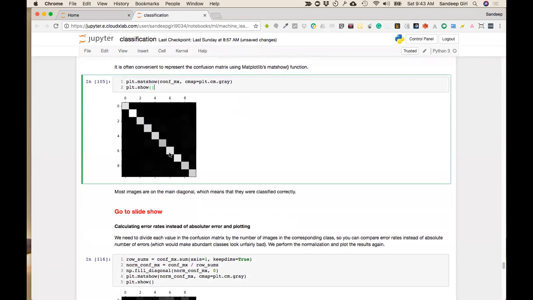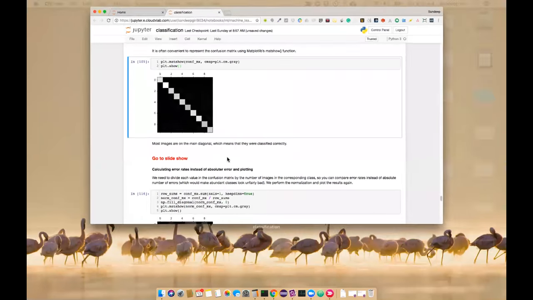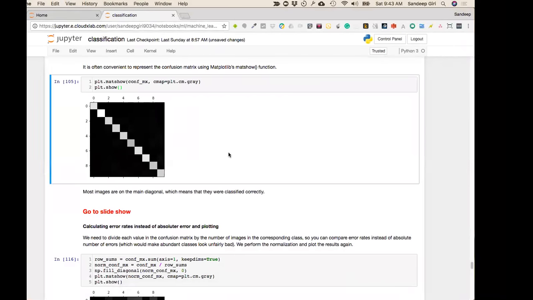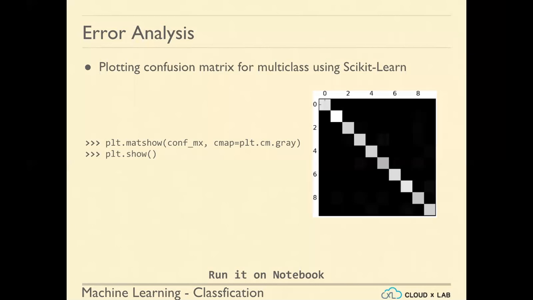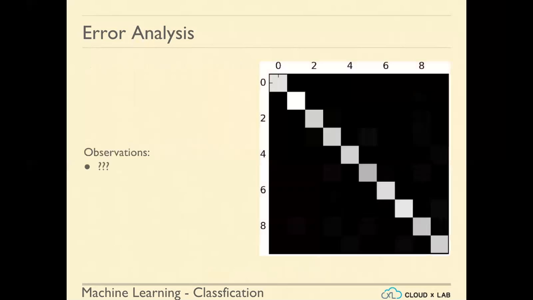Similarly, you can see that 7 is okayish. Even 6 is okayish, but 5 is, you see, a little grayish. Doesn't look clear to you? All right. So the observation from Kamal is that 2 is getting mixed with 7.